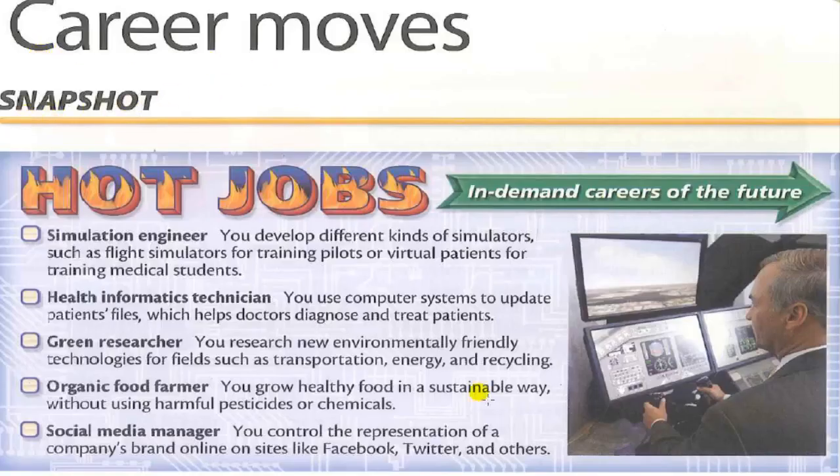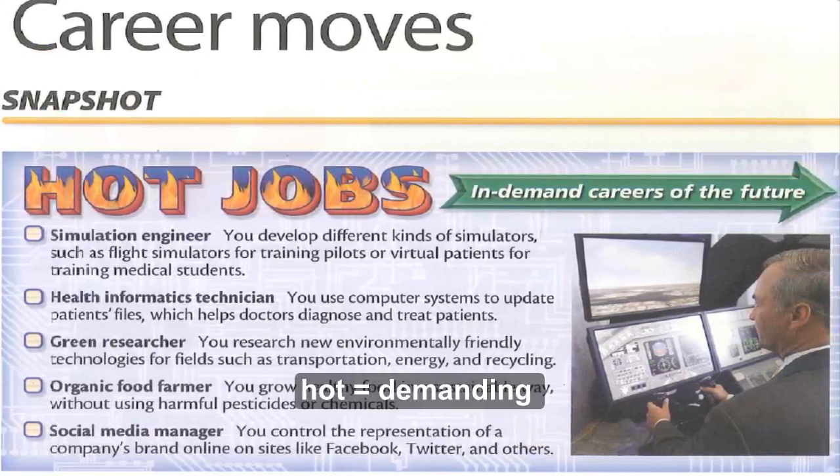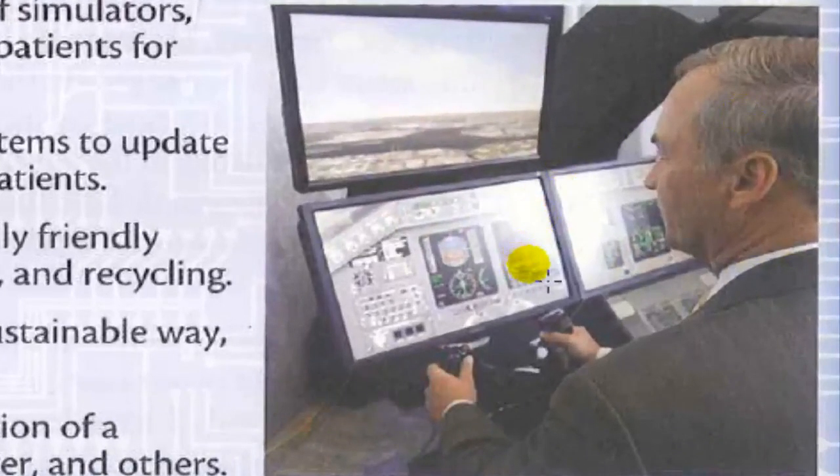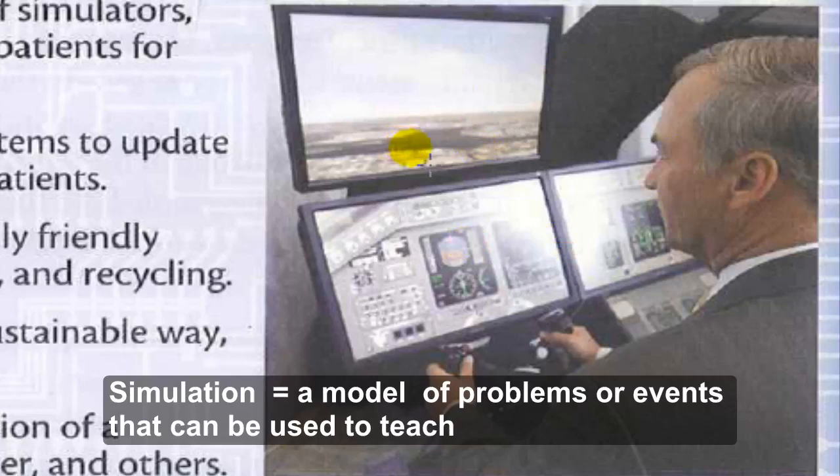Career Moves. 1. Snapshot. Hard jobs, demanding jobs that companies need. A lot of companies need these jobs. In-demand careers, in-demand jobs for the future. Here, what do you see? A man, and here you see what? A monitor, a screen, a lot of devices, as if he's driving. Is he driving a car? No, maybe an aeroplane. But this is simulation. Simulation means not real, training. This is training on how to fly an aeroplane.